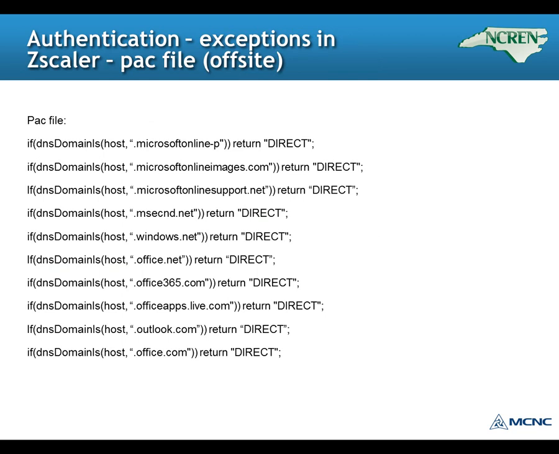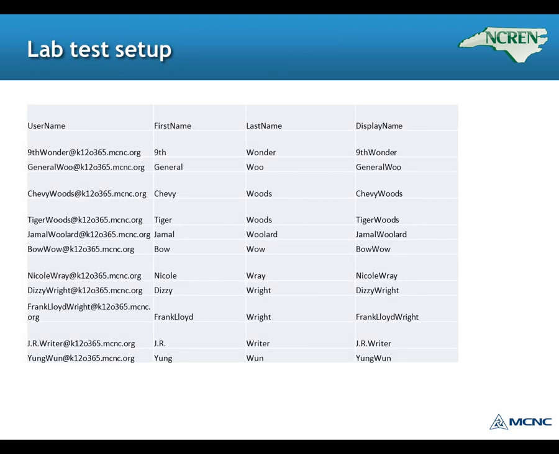Now, if you're using a PAC file instead, of course, we need to exclude those sites from the PAC file. So this would generally be your offsite users. They need to be able to get to the Microsoft sites to authenticate before getting through Zscaler. Okay, so we're just saying don't authenticate the traffic that goes to Microsoft, return direct. They can go right there and authenticate, and then would be going through the Zscaler nodes for their remaining traffic.